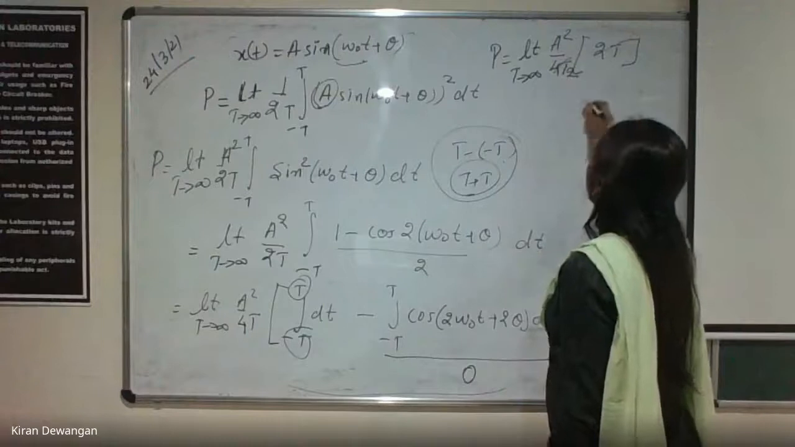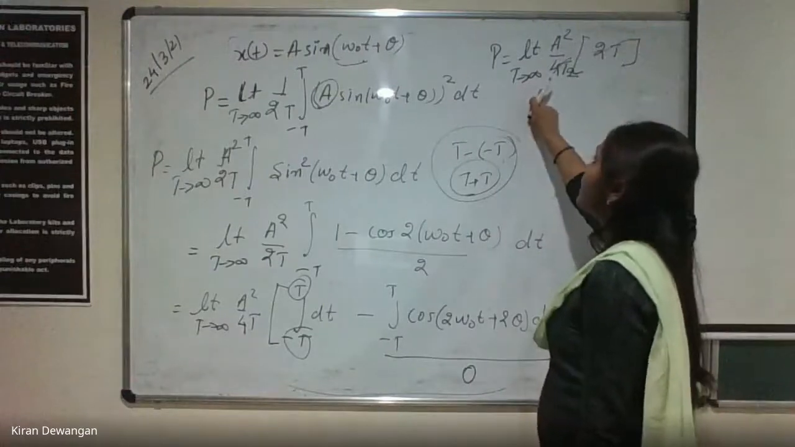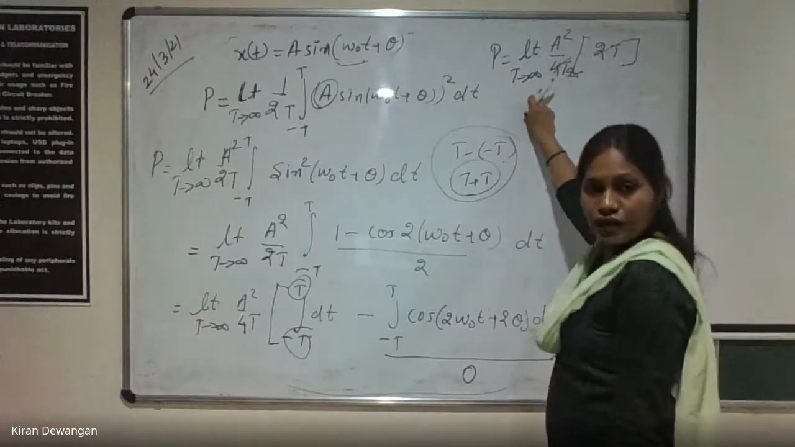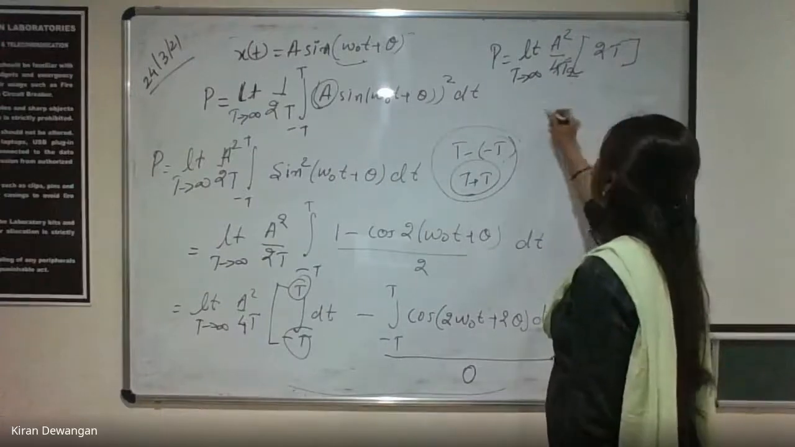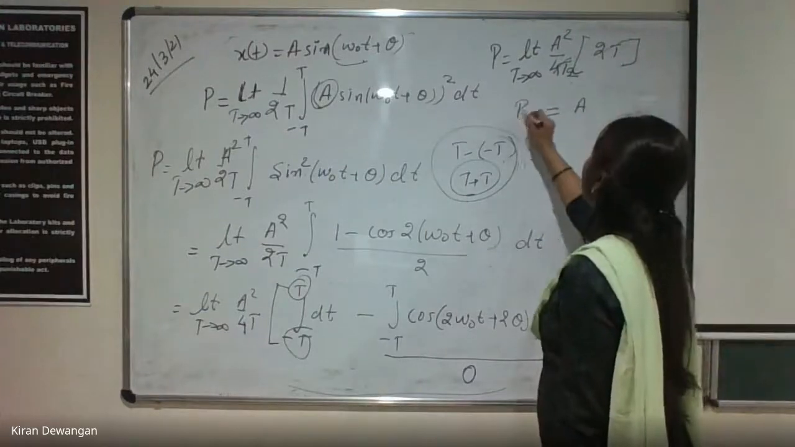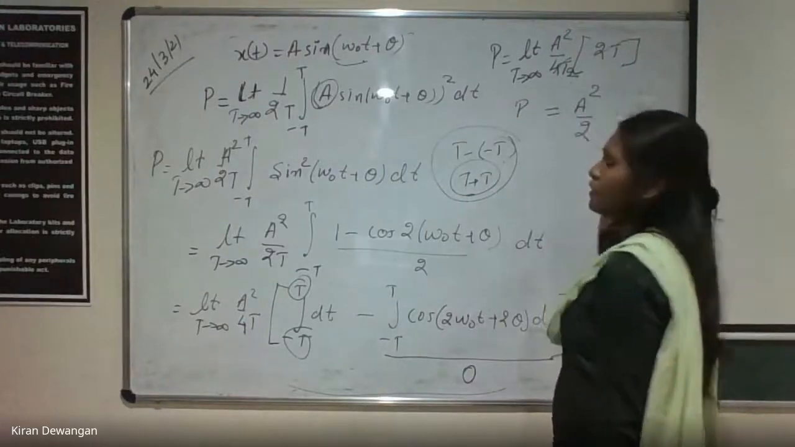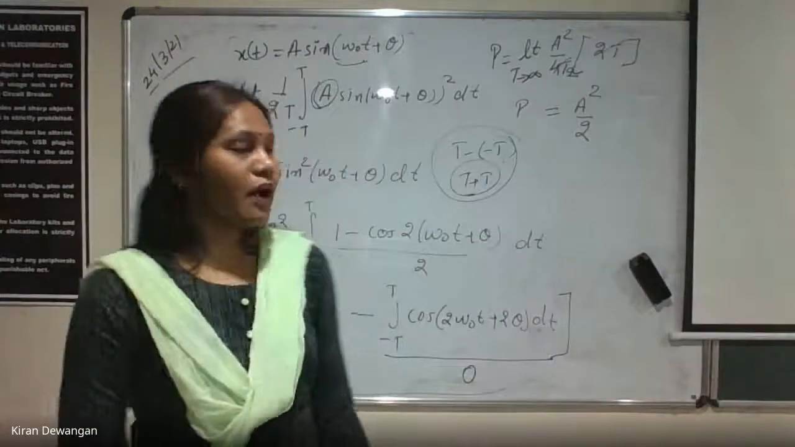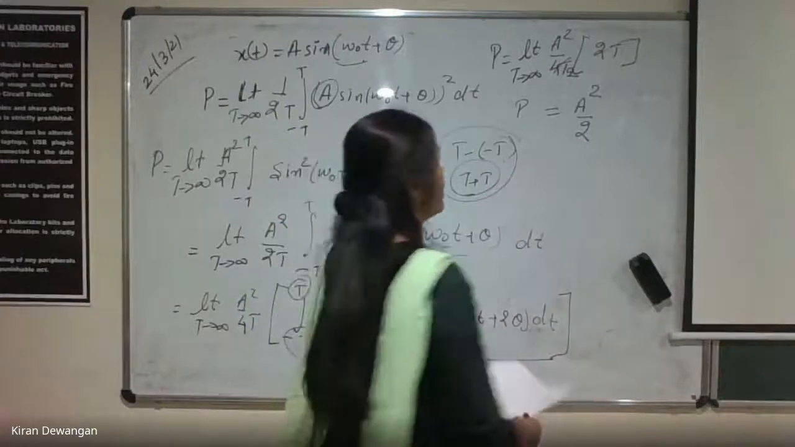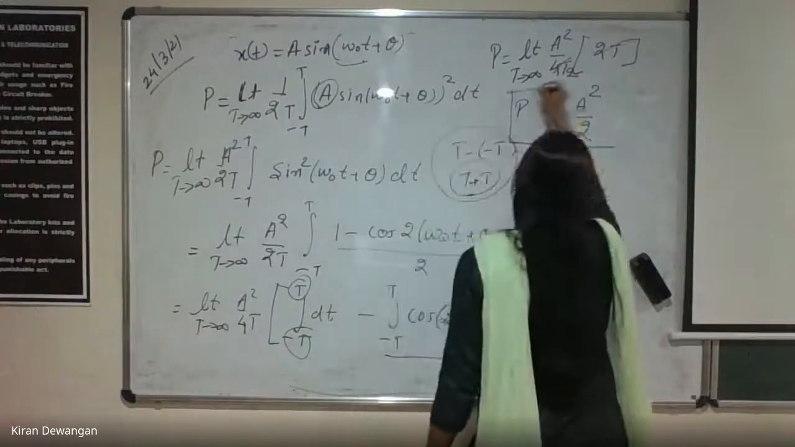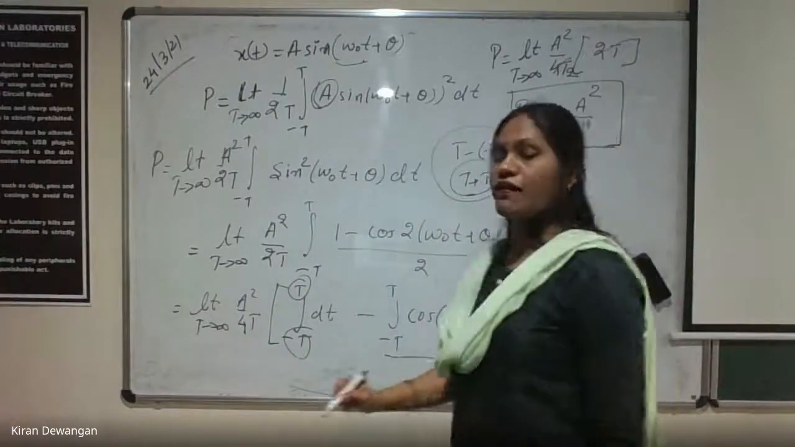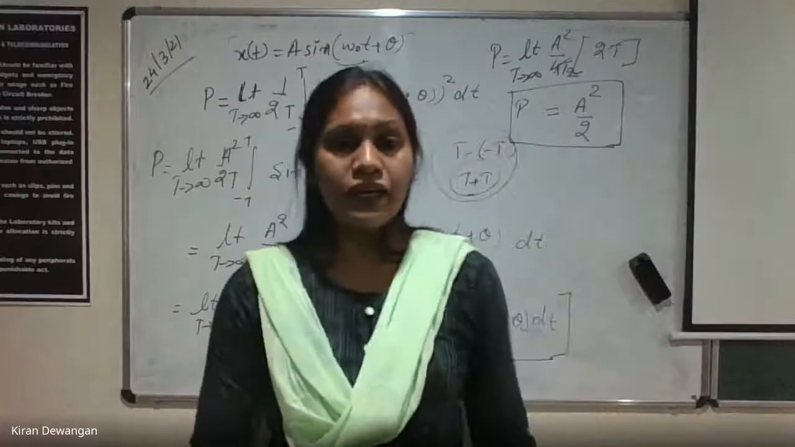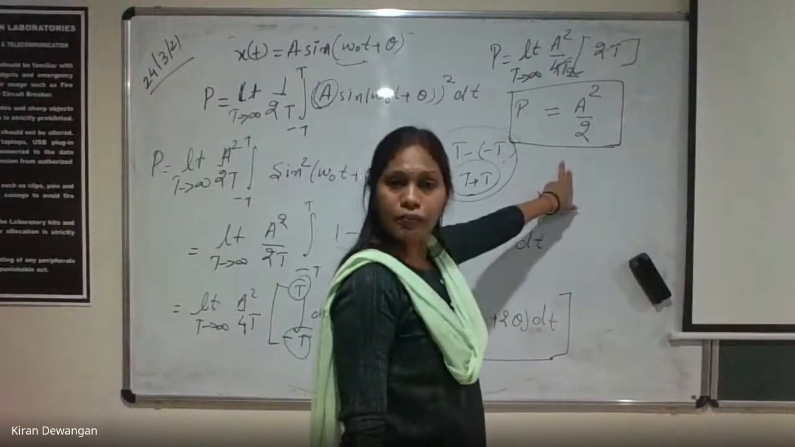This is 2. And since t tends to infinity is there, that is not applicable again because t gets cancelled out. And what is the answer? P is A square by 2. So this is the value of power that we are getting.